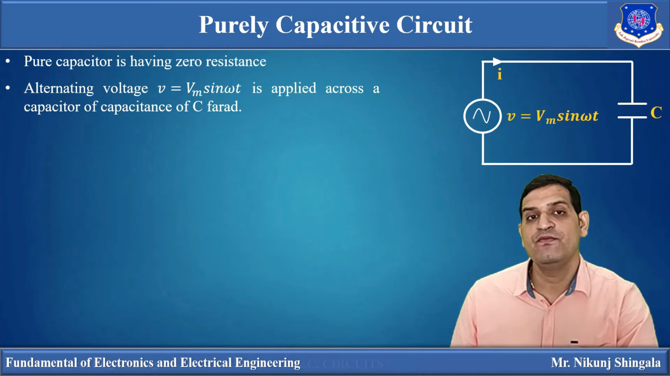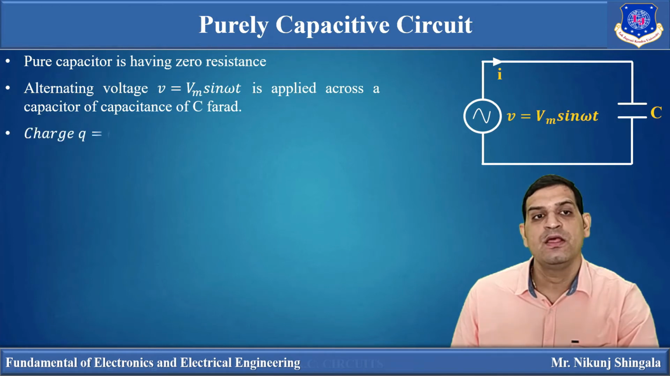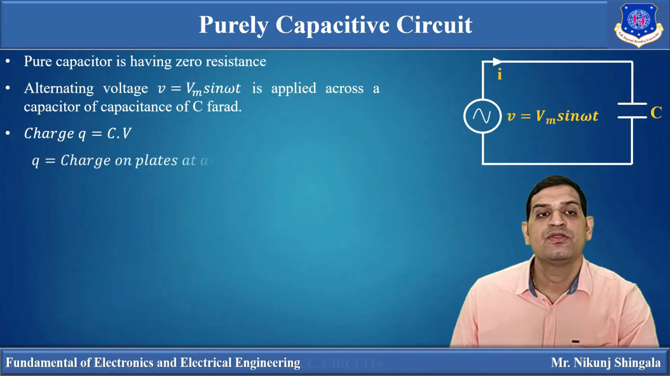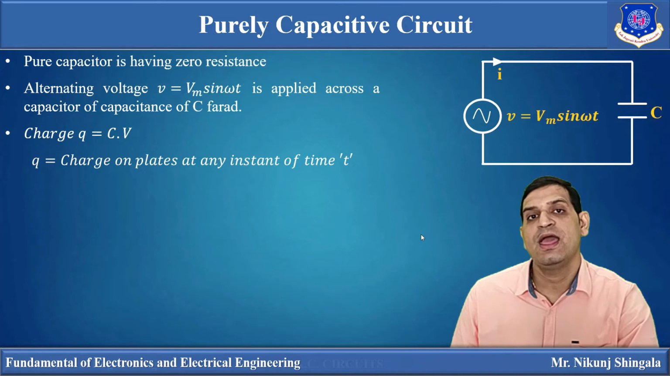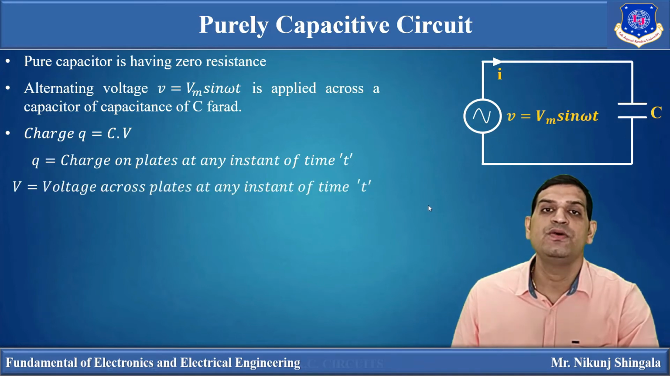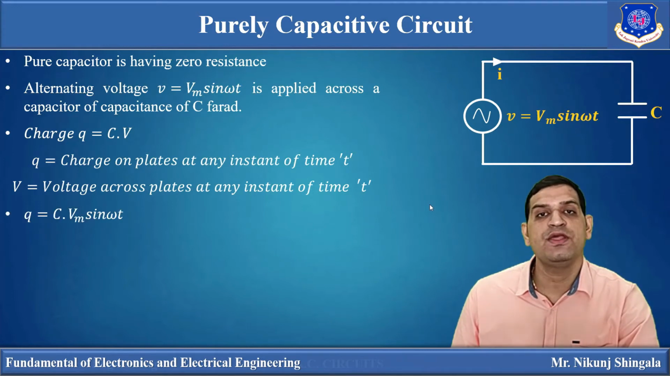Now as alternating voltage V is equal to Vm sin omega t is applied across capacitor of capacitance C Farad, alternating current will start to flow. Now what is the charge and voltage across the capacitor? So charge Q is given by product of C and V. Now Q is a charge on plates at any instant of time t, and suppose V is equal to voltage across the plate at any instant of time t. So we can write Q is equal to C Vm sin omega t, putting the value of V.